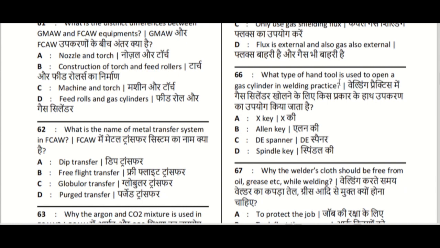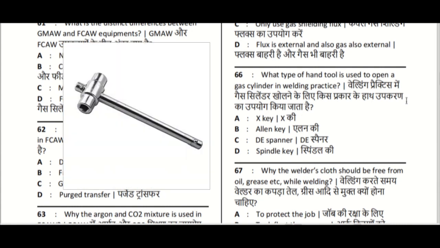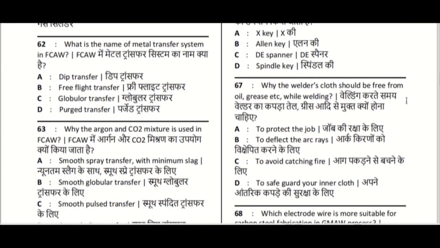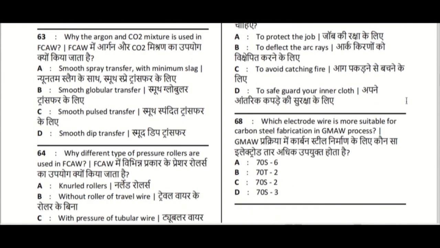What type of hand tool is used to open a gas cylinder in welding practice? That is spindle key. Why should the welder's clothes be free from oil, grease, etc. while welding? The reason is to avoid catching fire.